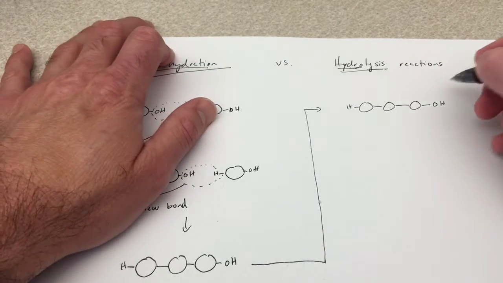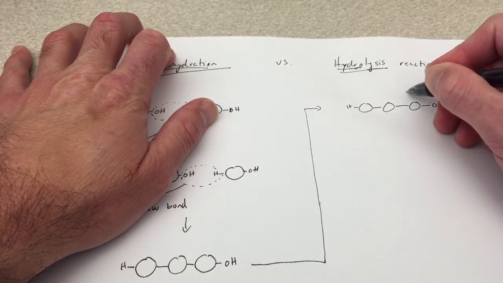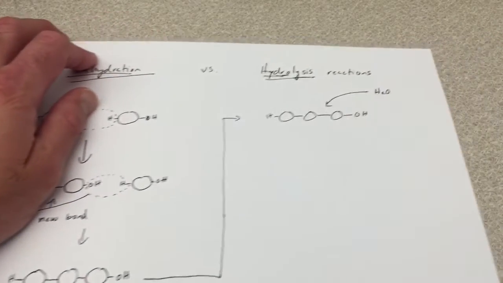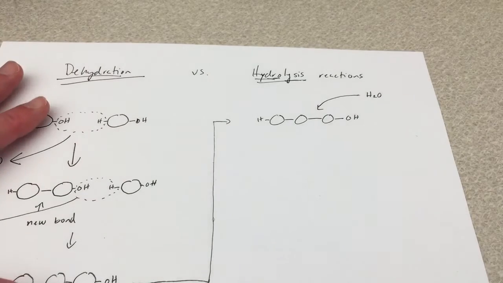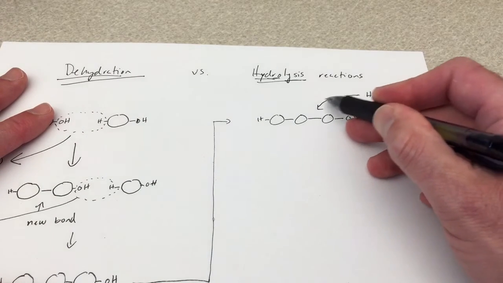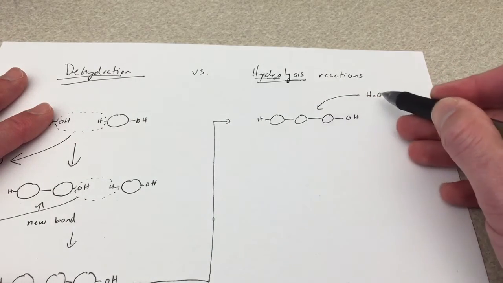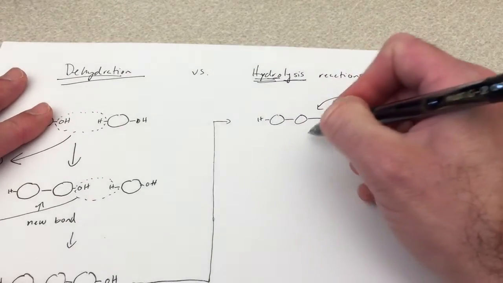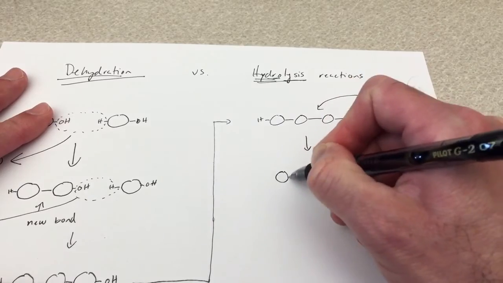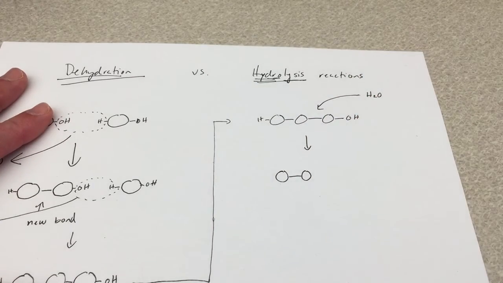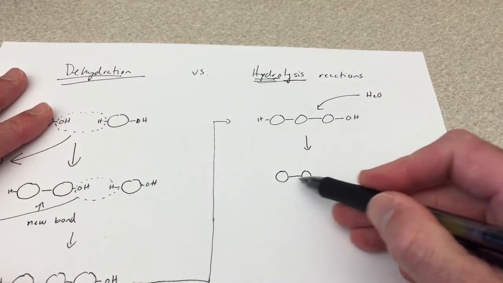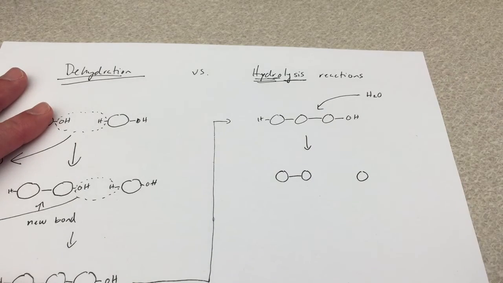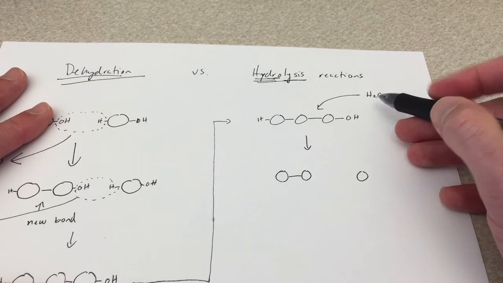So how do we get these polymers to break down into simpler monomers? Well, we add H2O across. So using water to break a bond. So now we have a dimer, a two monomer polymer, right? And a monomer. What happens to the H, the 2, and the O?